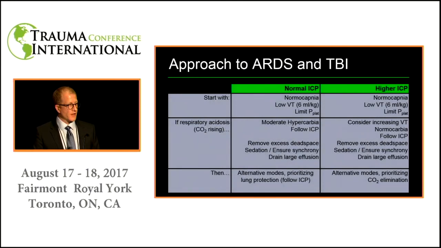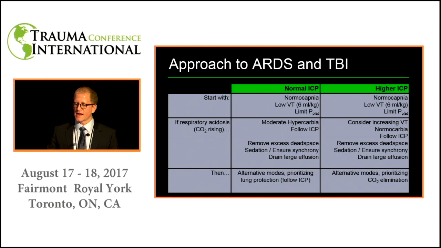This figure here outlines an approach to ARDS in patients with TBI. So patients with suspected high ICP, you want to start with normocapnia, your low tidal volume ventilation of 6 cc's per kilogram, and limit your plateau pressures. If the respiratory acidosis is occurring where you're having a rising PCO2, you want to consider increasing your tidal volumes to still target a normal capnia and to follow your ICP values. And then consider alternative modes of ventilation, prioritizing CO2 elimination.